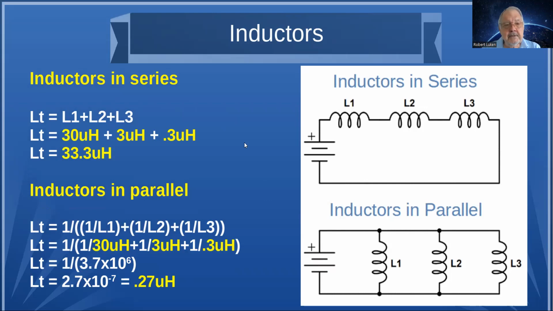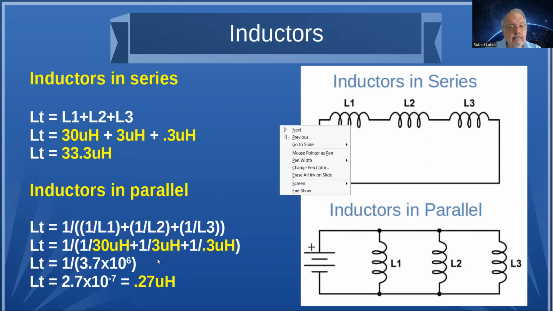Another example of inductors in series, we just add them. So in this case, I got 30 microhenries plus 3 microhenries plus 0.3 microhenries for a total of 33.3 microhenries. If I do those same values in parallel, I wind up with 0.27 microhenries. So it's slightly less than the smallest of the values, which is 0.3.